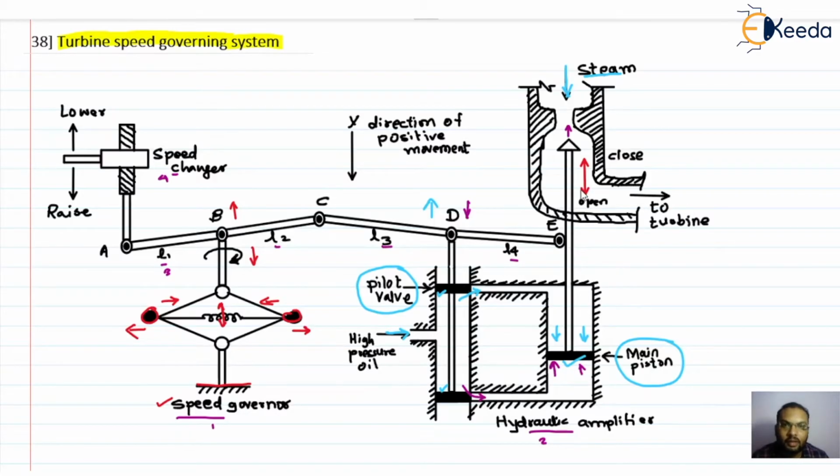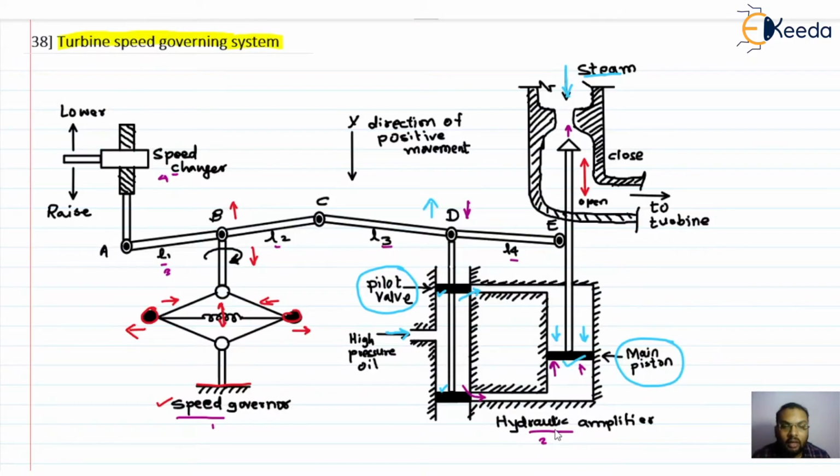So the more the steam, the more the movement of the turbine. The less the steam, the less the movement of the turbine. Okay, so this is how we can control the steam input to the turbine.